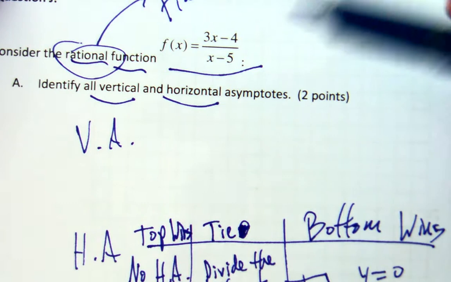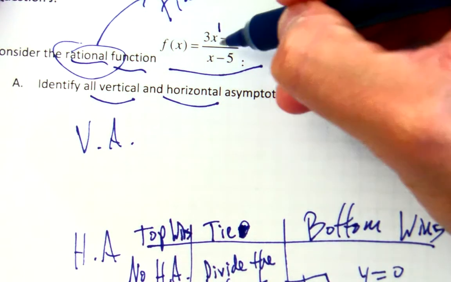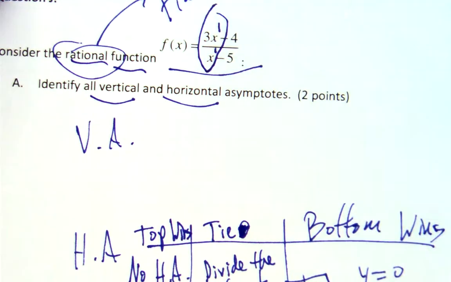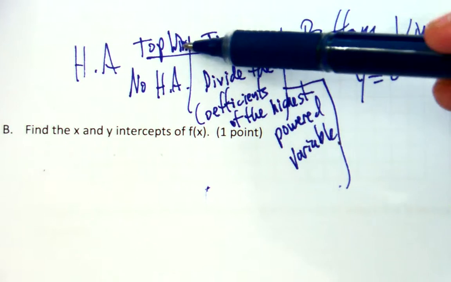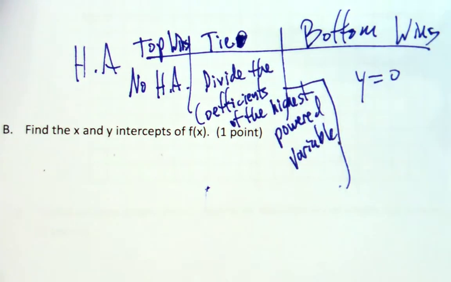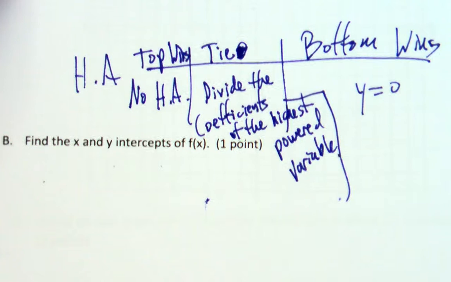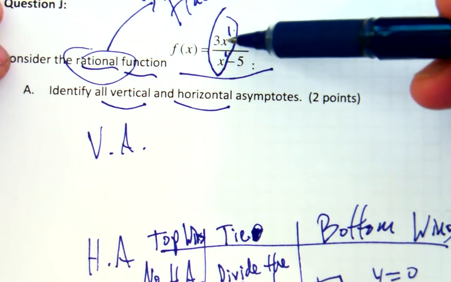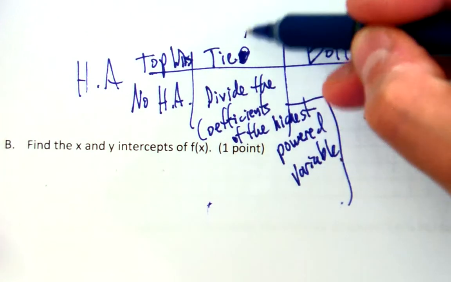So if we go back here and look at our function, what are my highest powers? This is 1 and 1. So we circle the highest powers here. And what case do we have here? Does the top win? Do they tie? Or does the bottom win? It's a tie. Why is it a tie? Because they both have one exponent. The exponent on each is 1, true? Yes. So therefore, I have this case here.